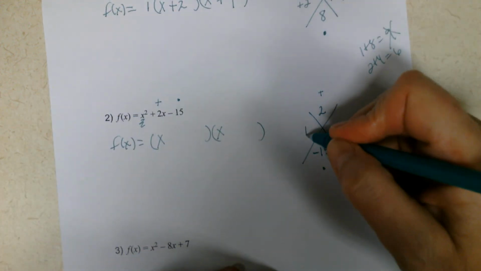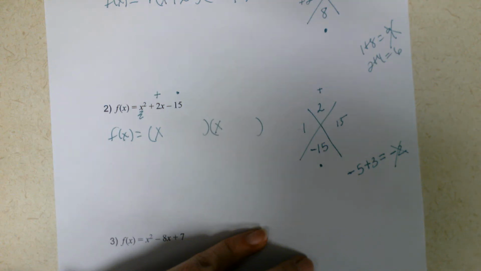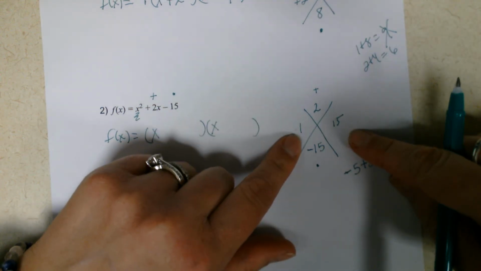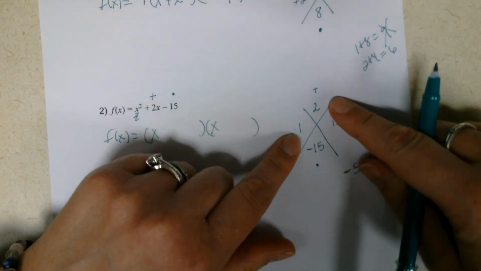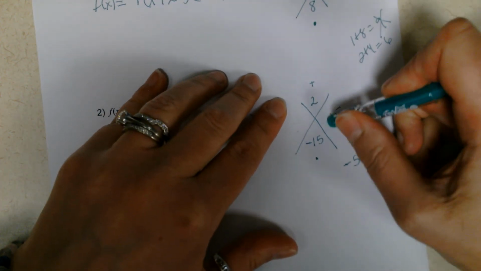Now, let's see. How about if we do like 1 and 15? Now you're saying, Mears, come on. We know it's not 1 and 15 because if you add these together, it's 2. And if you multiply them, it's going to be a positive 15. Okay, you got what I'm throwing down.